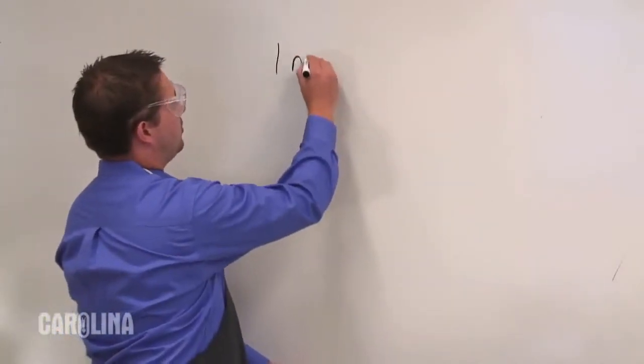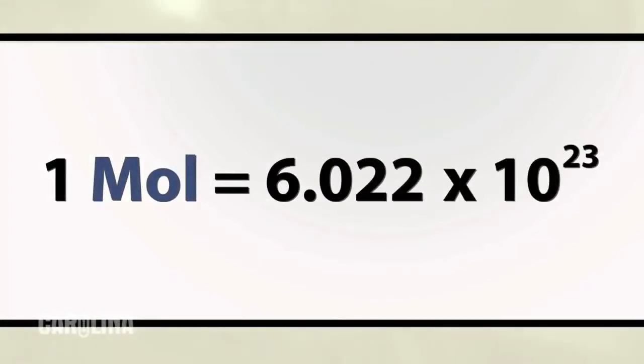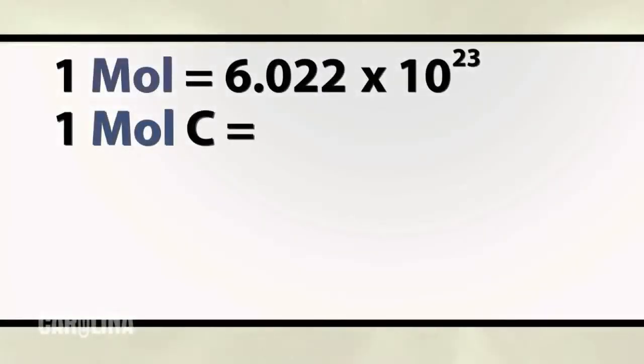A mole is a counting term, similar to a dozen eggs, where 1 mole is equal to 6.022 times 10 to the 23rd things. As you can see, this is a really large number. The periodic table uses molar counting as a means of converting to a more experimental term of mass. For example, 1 mole of carbon atoms has a mass of 12.01 grams.